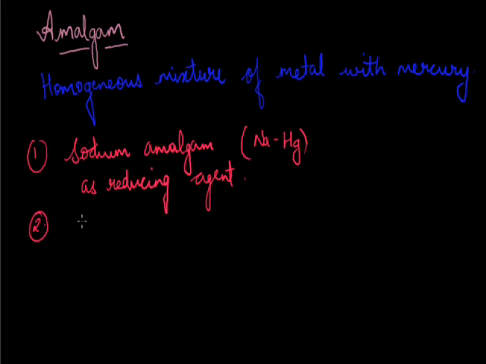Second, we see tin amalgam, SnHg. It is used for silvering cheap mirrors.